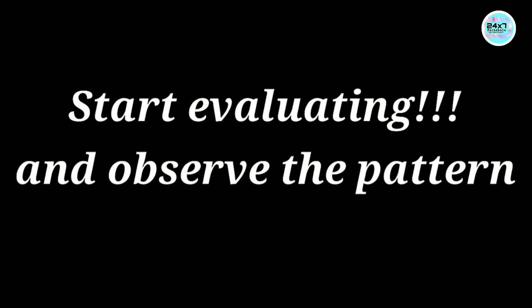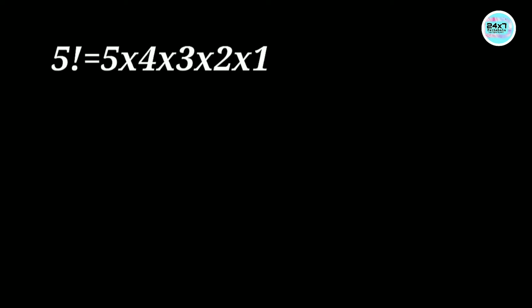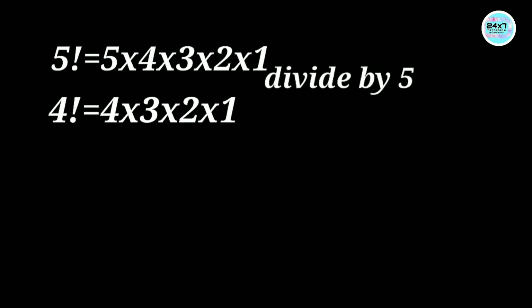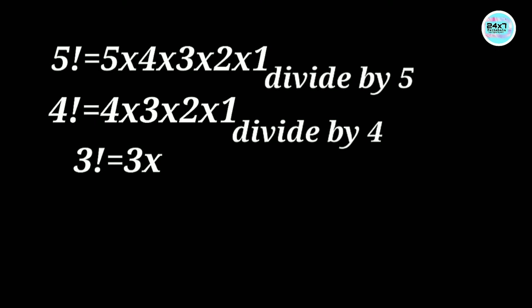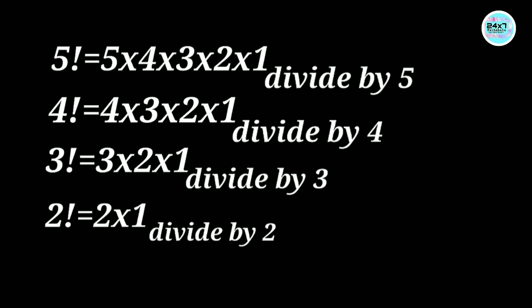Start evaluating and observe the pattern. 5 factorial is 5 into 4 into 3 into 2 into 1. Divide by 5 and you will get 4 factorial, that is 4 into 3 into 2 into 1. Again divide by 4. You will get 3 factorial, 3 into 2 into 1. By the same process, divide by 3 and you will get 2 factorial, that is 2 into 1. Now divide it by 2 and you will get 1 factorial, that is 1.